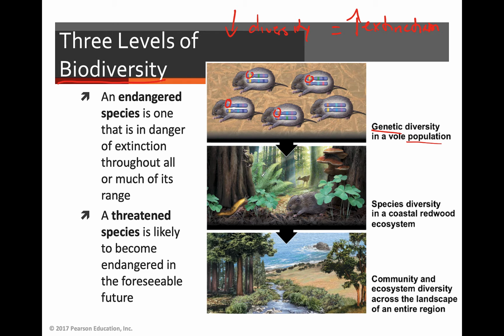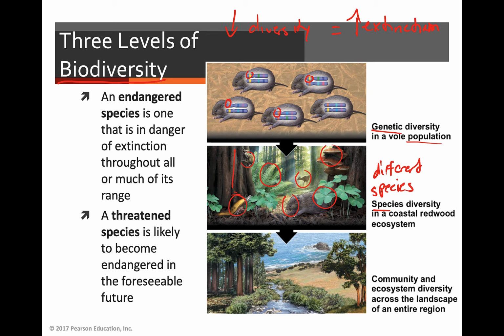On a larger scale, we have what's called species diversity, and this is going to look at the number of different species in a specific ecosystem. So here we've got these little plants here. There's some mushrooms. There's the vole. We've got a deer, a frog. This looks like a slug. And then here's a fern, as well as these big trees that frog is on. So just in this picture alone, you can see a wide variety of species.